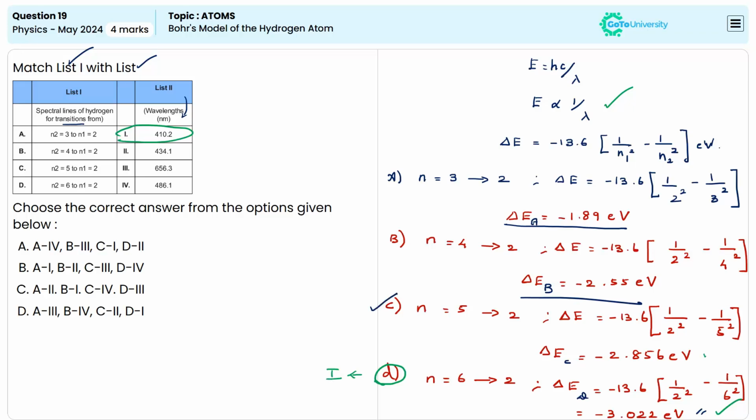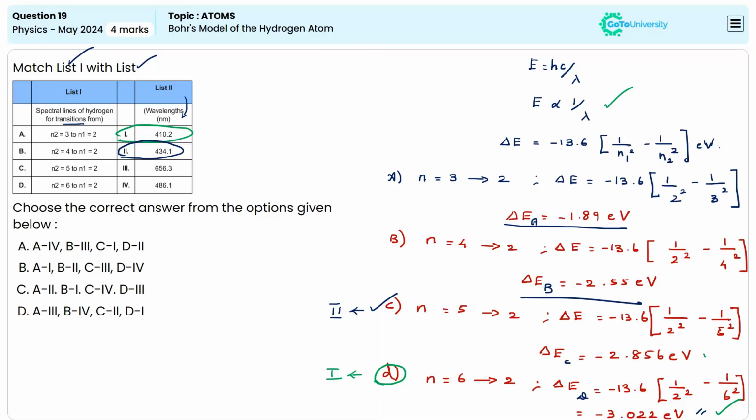Similarly, option C has the second highest energy difference, so it will have the second shortest wavelength. When we check list 2, the second shortest wavelength is option 2. So we can match option C with option 2 in list 2.